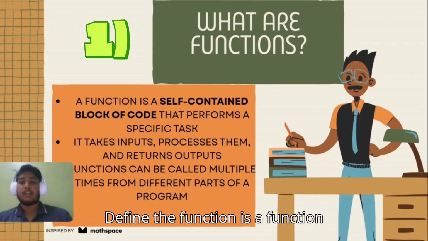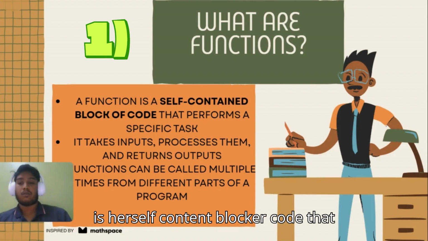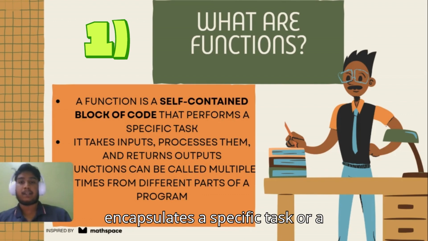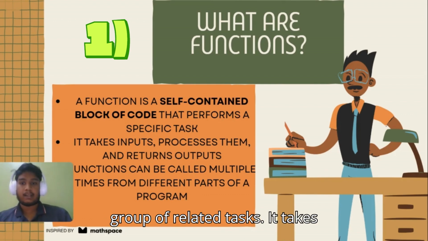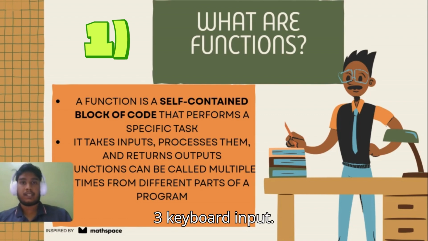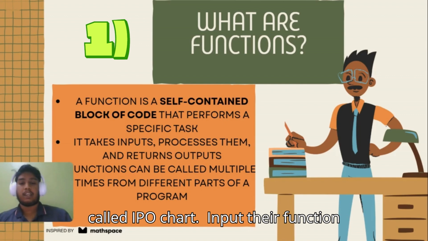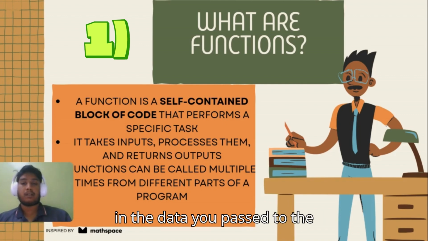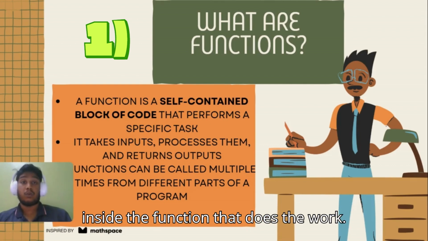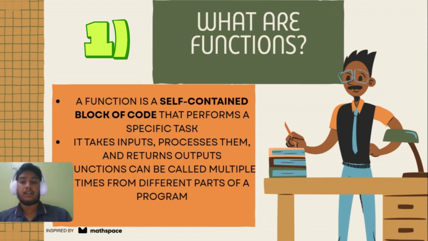To define it, a function is a self-contained block of code that encapsulates a specific task or a group of related tasks. It takes an input, processes it, and returns an output. Most functions have three key points: input, process, output. This is the short form they call the IPO chart. Input is the data you pass to the function. Process is the code inside the function that does the work. Third one is the output, the result that the function sends back.